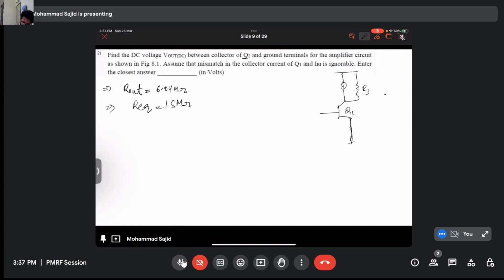Forget about it. What is on this side? Just look here. This is your R3. This is your VCC. That is 12 volt. Now you know we calculated the resistance here, from this node to the ground, and that R equivalent is equal to 15 mega ohm, and R3 is given to us as 10 mega ohm.